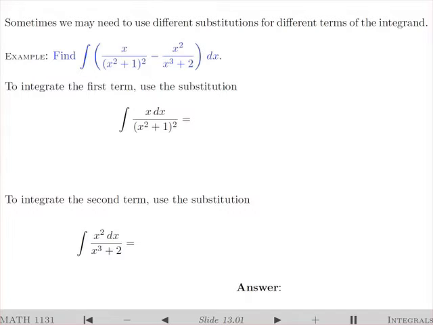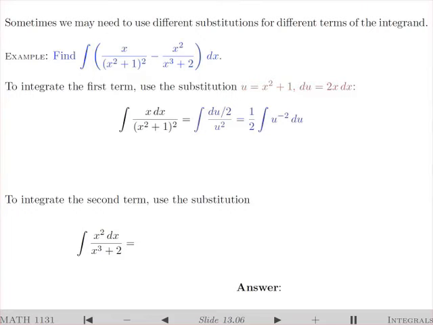Our rule of thumb suggests that for the first term I should try the substitution u equals x squared plus 1. I'll find du. du is 2x dx. We have x dx in the numerator, so I divide both sides by 2. x dx is du over 2. If I rewrite the first term, the denominator is u squared and the numerator is du over 2. So it's the integral of 1/2 du u to the power negative 2.